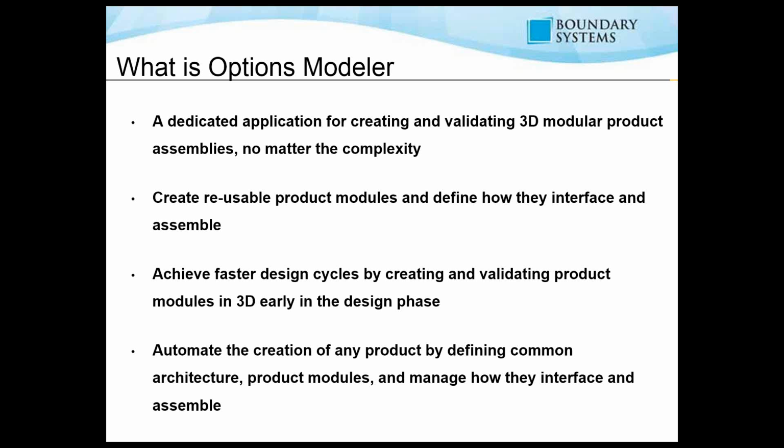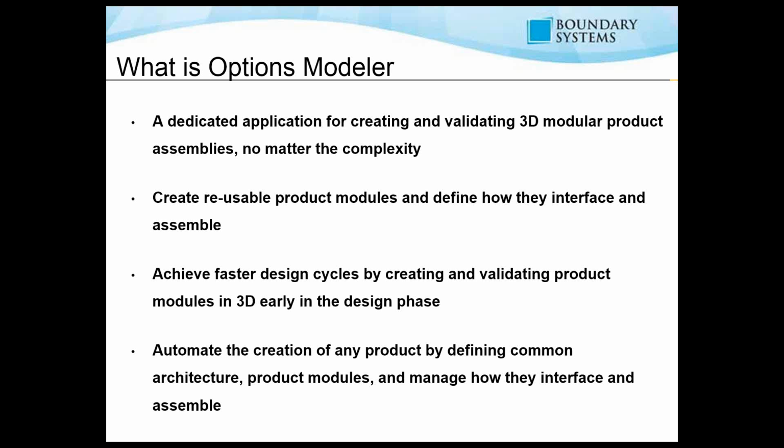What you do is create reusable product modules and define how they interface and assemble. So we're defining multiple modules that basically do the same function, but we're defining the similar references: this reference is equivalent to this reference. You also achieve faster design cycles by creating and validating product modules in 3D early in the design phase. So instead of waiting till the last minute, or till it's done, to see whether or not this other option will work, we can do that in the process of designing our files. That way, if we do need to make some tweaks, we can do that right there on the fly.